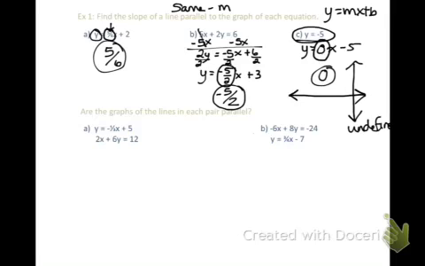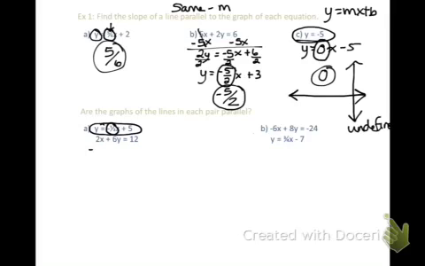Now, are the graphs of the lines in each pair parallel? Well, I have A, and the first one is already in y form, so here is the slope of the first problem. Now I have to find the second problem. I need to get that y by itself.